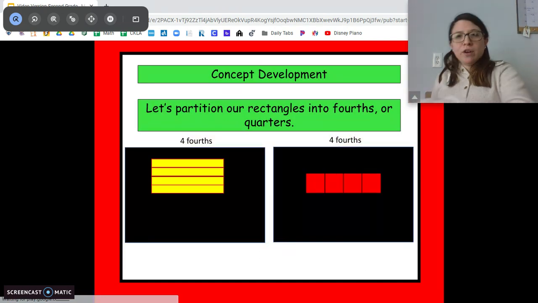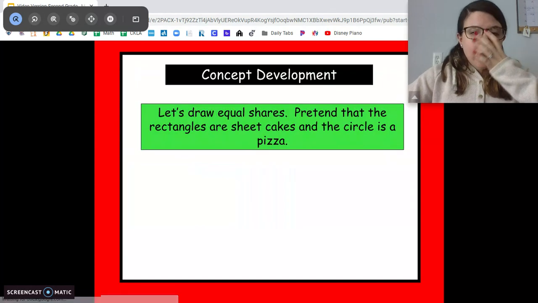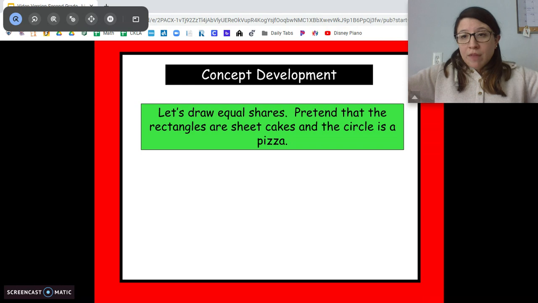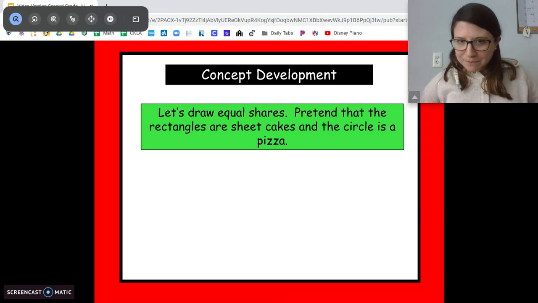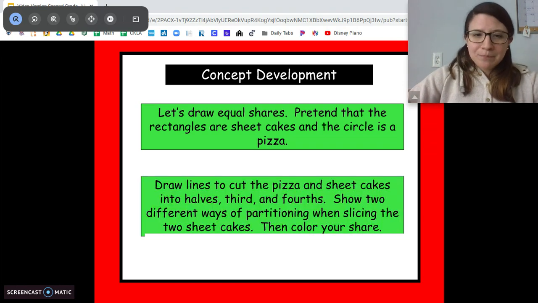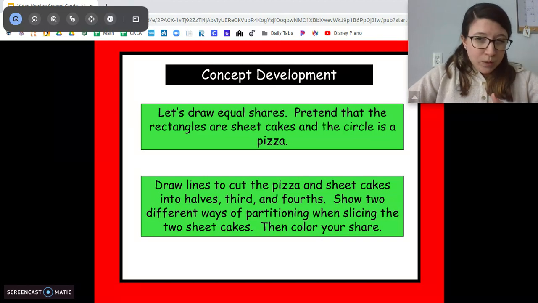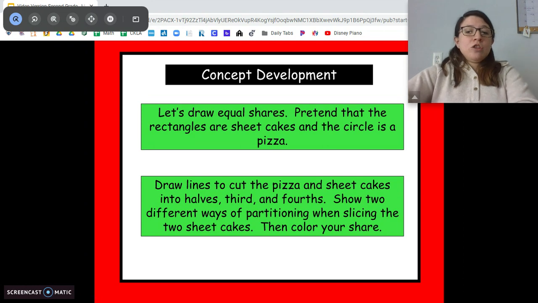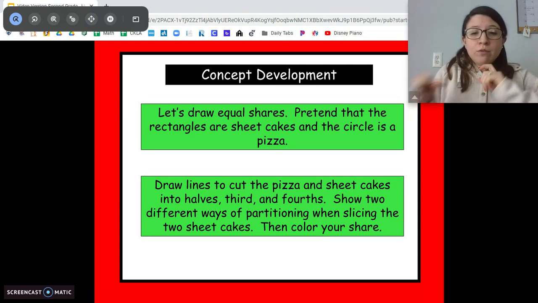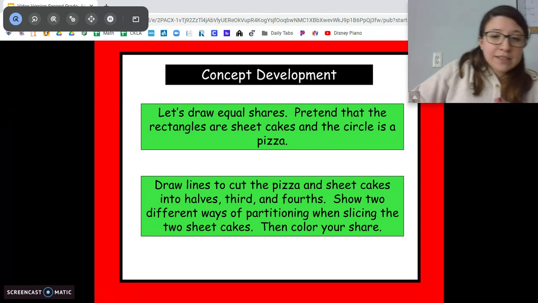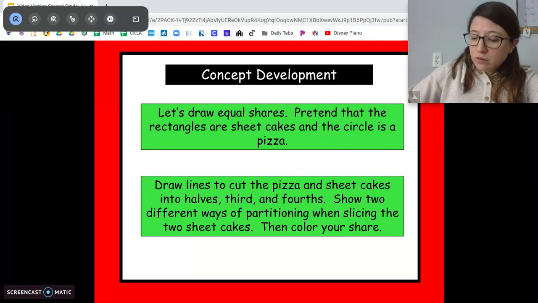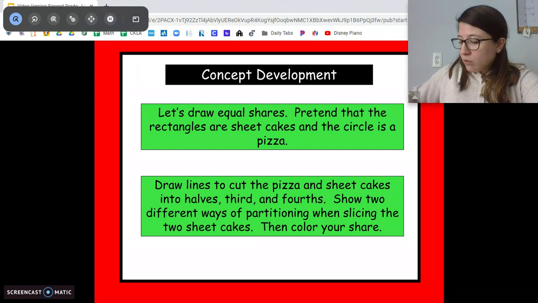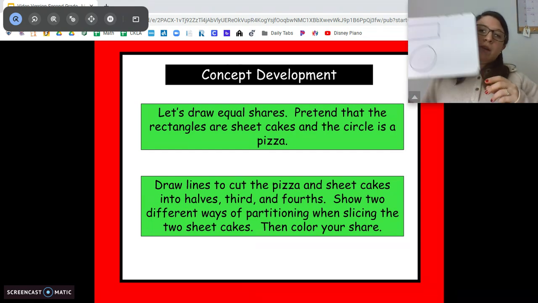Awesome. All right, get your whiteboards, get your papers ready. Here we go. We are going to draw equal shares on our own. So I want you to pretend that the rectangles we draw are sheet cakes, and the circle is a pizza. So we're going to draw lines, and I'm going to tell you how many to draw to cut the pizza and the sheet cake into halves, thirds, and fourths. So we're going to show different ways of partitioning and slicing the sheet cakes and the circles. So what I'm going to draw on my paper right now is a rectangle or a sheet cake and a circle so that I'm ready to go.